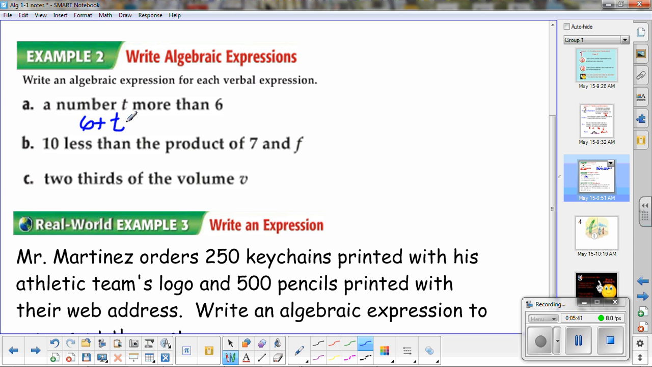When I'm using t, I try to make it a cursive t with a little hook so it doesn't get confused with a plus sign. So this shows a number t more than 6. You could also write t plus 6 because addition is commutative, meaning you can switch the order around and you'll end up with the same thing.